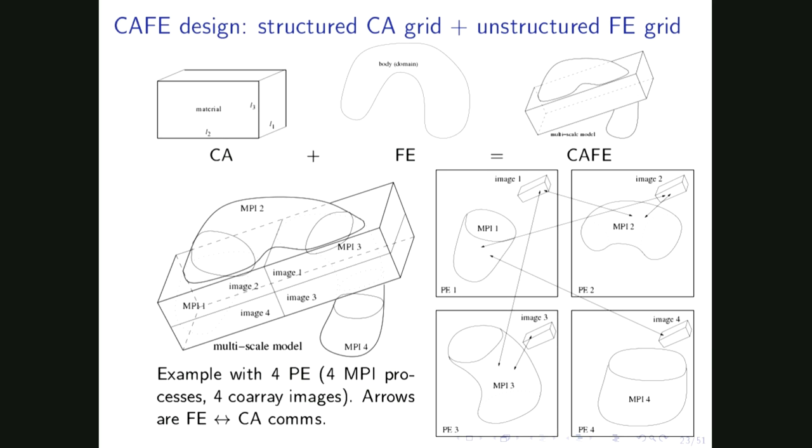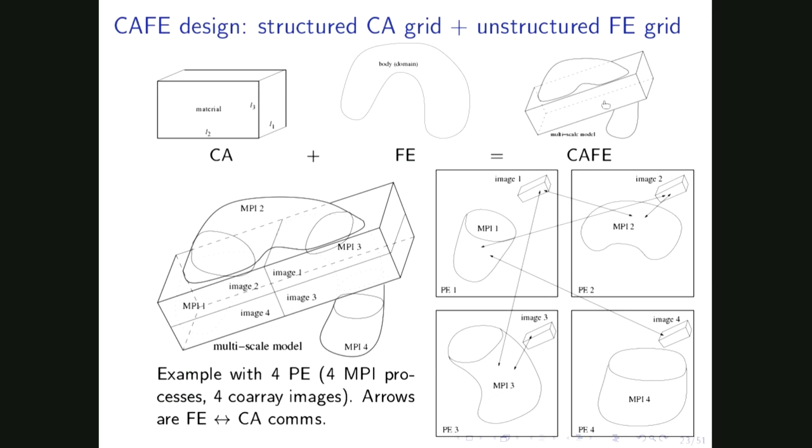As I mentioned before, the key fact affecting the CAFE design is that CA is a structured grid while FE is an unstructured grid. So consider CA space as a shoebox positioned and oriented randomly within an FE model. Let me see if I can use a pointer. So this is a CA shoebox positioned and oriented randomly within an FE model, which can potentially be a very complex geometry.